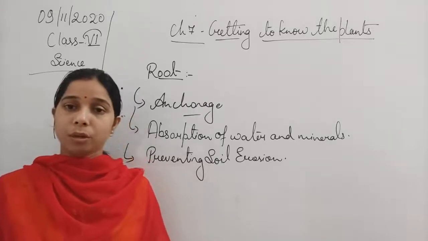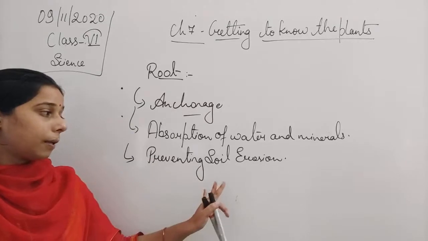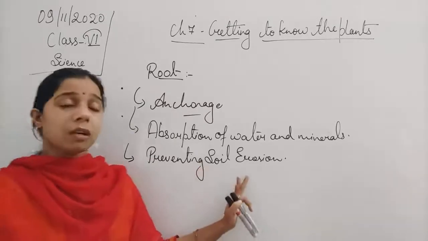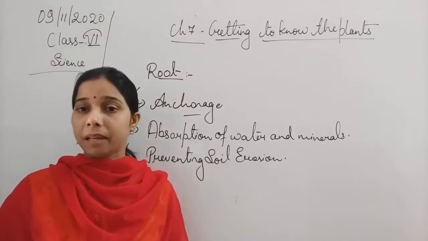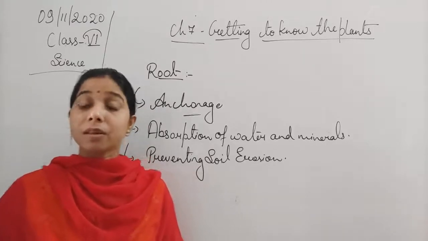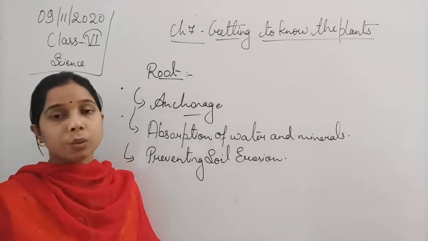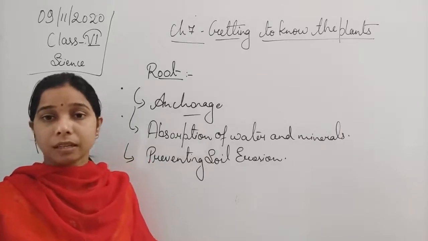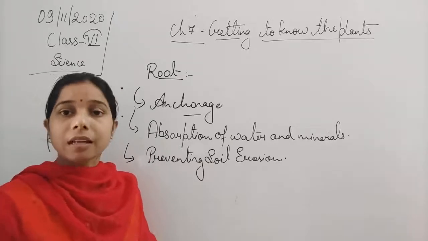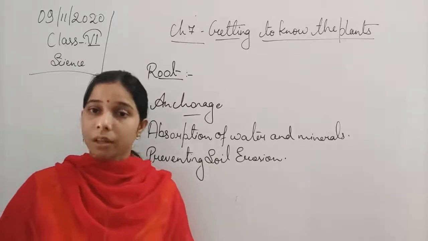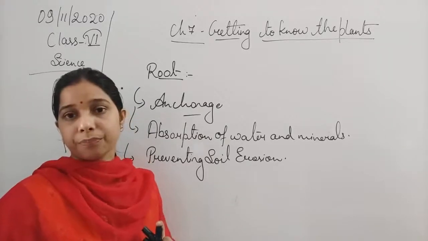What is soil erosion? Soil erosion happens when the upper layer of the soil gets displaced from its place. It means the fertile soil, which consists of nutrients and minerals, gets displaced from one place to another. That is known as soil erosion. So roots help in preventing soil erosion.